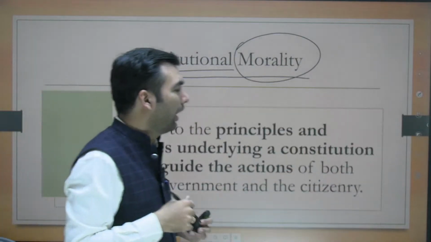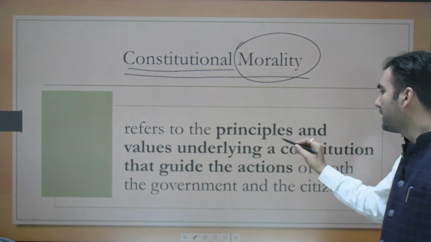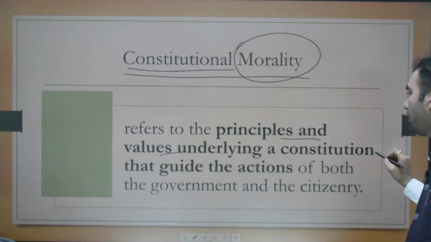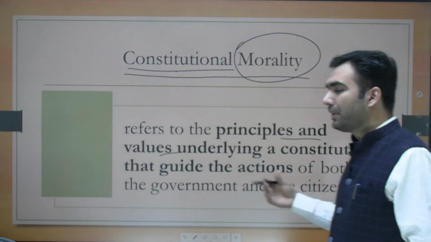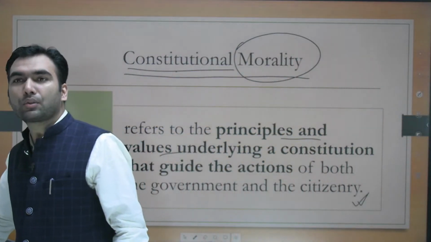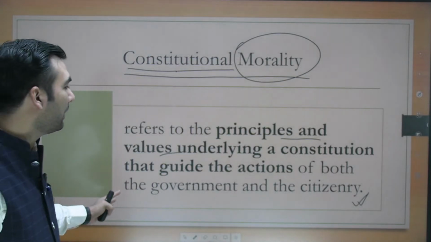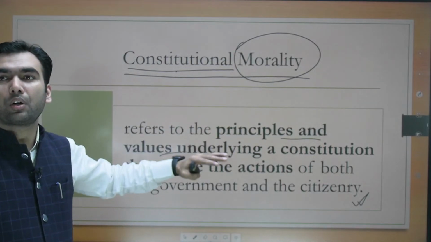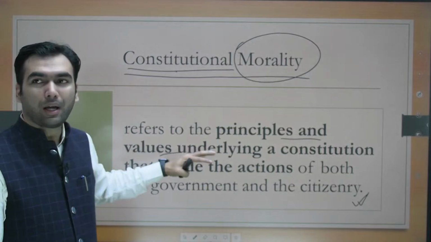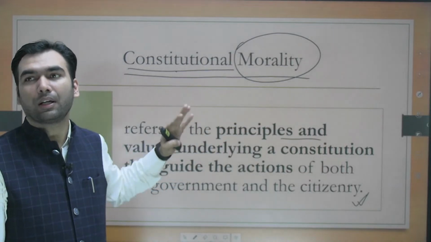Now, I will give you the definition that you can write. It refers to the principles and values underlying a constitution that guides the actions of both the government and the citizenry. When we are saying that one should do or should not do, who should do or should not do? It is the government, and also it is the citizen. Both are governed by our constitution. What are those principles and values, and where are they emanating from? They are emanating from the constitution itself.